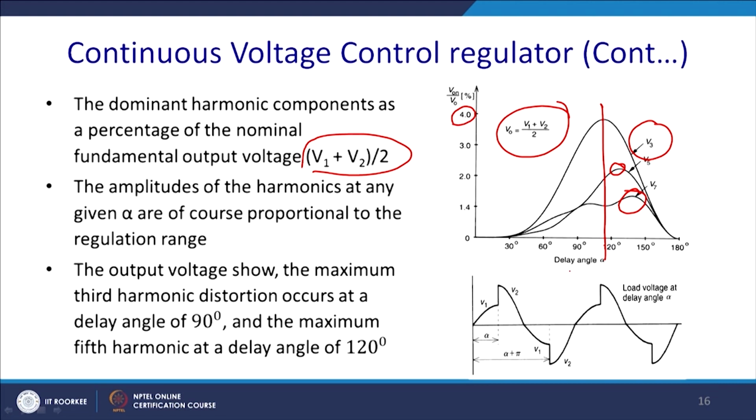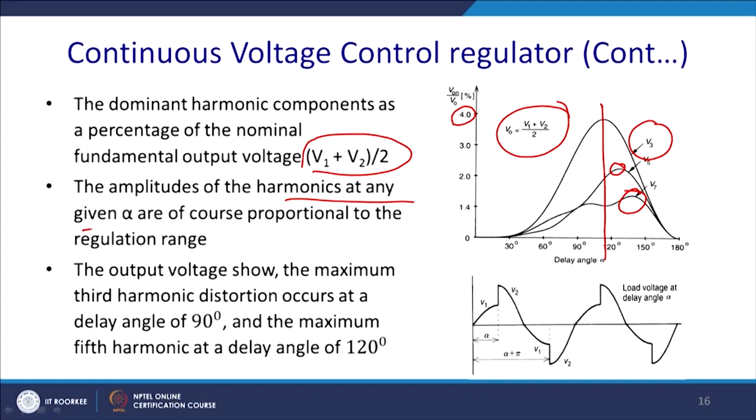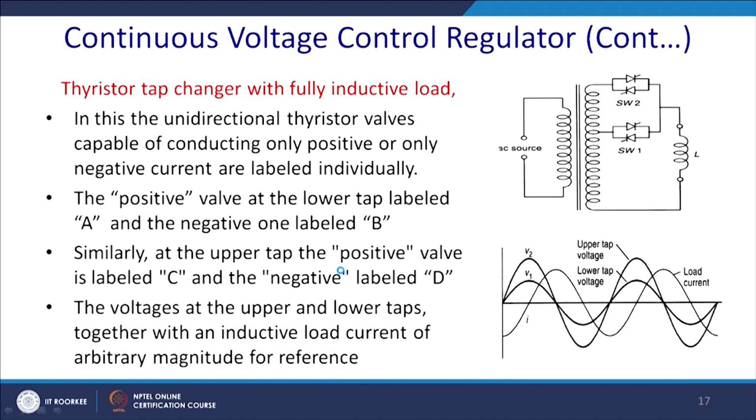So, the THD actually will be quite high. The amplitude of the harmonics at any given angle alpha are of course proportional to the regulation range. The output voltage shows the maximum third harmonic distortion occurs at a delay angle equal to 90 degree, and the maximum strength of the fifth harmonic will have a delay angle of 120 degree. So, we have to see how you can reduce those harmonic content.